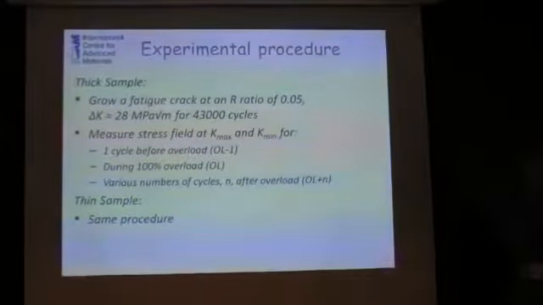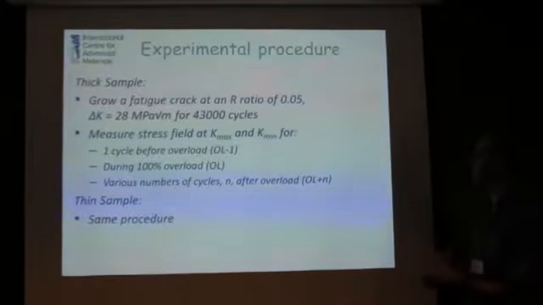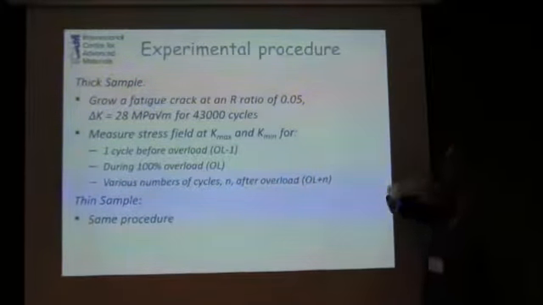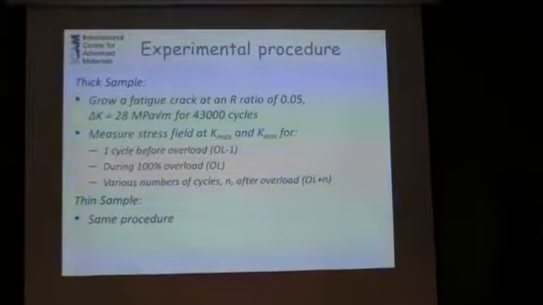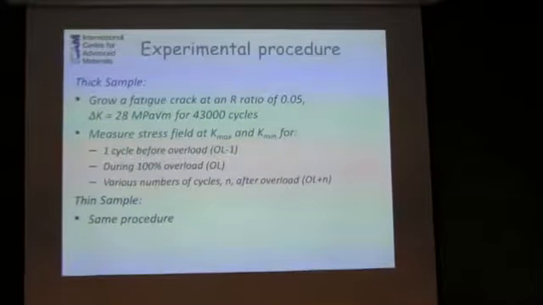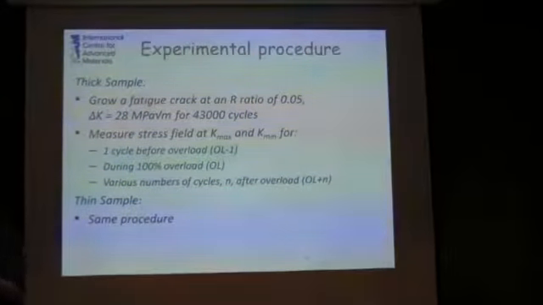So we've done a number of experiments, and I'm going to show you some of them today. I'm going to mix the results we got in the paper with some more recent results doing 2D mapping, so line scans and 2D mapping. We've got an R ratio of 0.05. We grow the crack under baseline fatigue for about 43,000 cycles until it reaches a certain length. We run an overload event, and then we grow that crack. We monitor it just before overload, at overload, and then after a series of numbers of cycles: just after overload, some distance after overload, and well after overload.